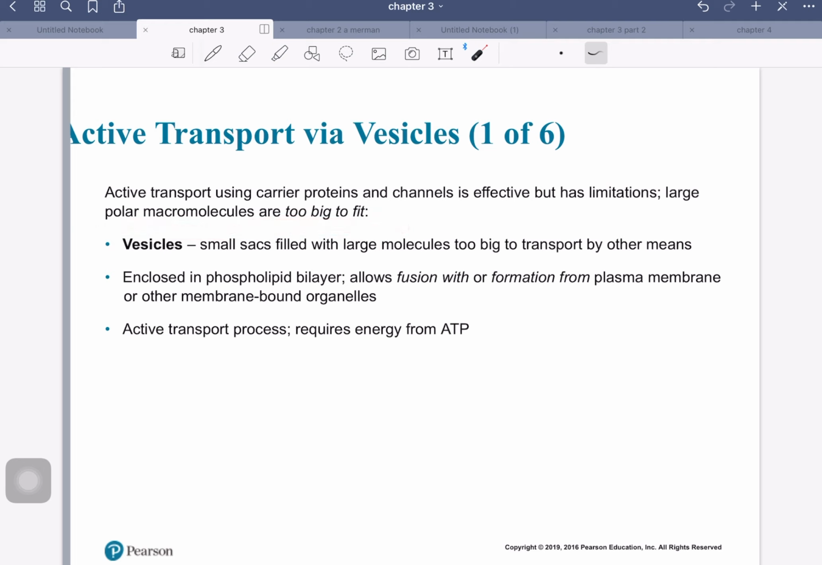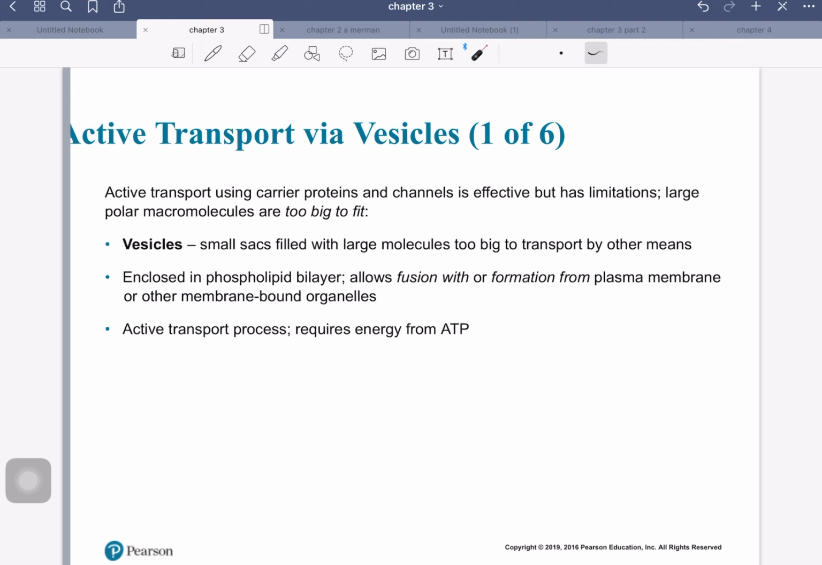Large polar macromolecules especially are too big to fit through one of these channels or carriers. So what's the option for moving big stuff in and out of a cell? It's the use of vesicles. They're small sacs that we can put large molecules into that are too big to travel across that membrane any other way.